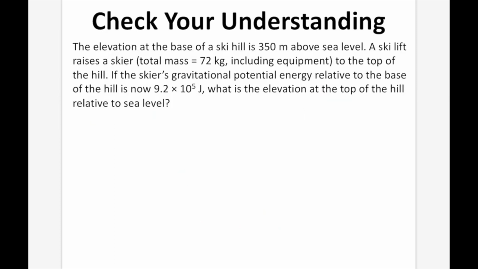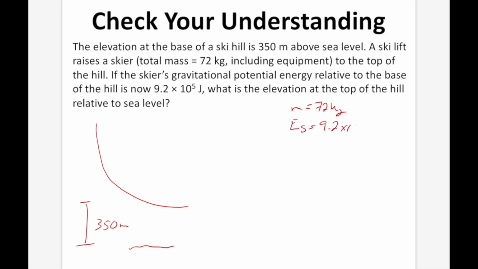The elevation at the base of a ski hill is 350 meters above sea level. So I'm just going to draw the ski hill here, and we're going to say that at this point, we're still 350 meters above sea level. A ski lift raises the skier, total mass 72 kilograms, to the top of the hill. If the skier's gravitational potential energy relative to the base of the hill is now 9.2 times 10 to the 5 joules, what is the elevation at the top of the hill relative to sea level? So what we're going to actually figure out when we do this calculation is this right here. That'll be what we find. And then we're going to take that and add it to our 350 to find our answer. So let's figure that out.